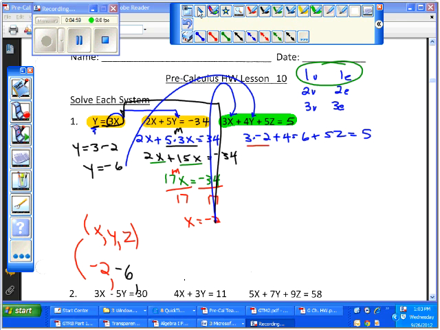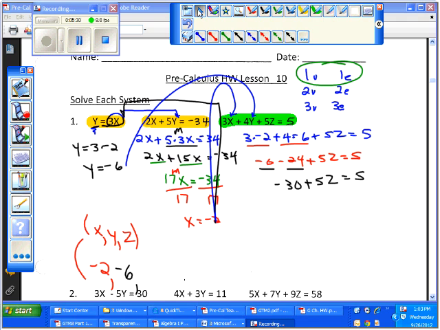Now, I've got two multiplications I can do. I'm going to go ahead and do them both. 3 times negative 2 is negative 6. 4 times negative 6 is minus 24. Plus 5z equal 5. So we did a couple of multiplications there. We're now going to combine like terms. Negative 6, negative 24 is negative 30. Plus 5z equal 5.